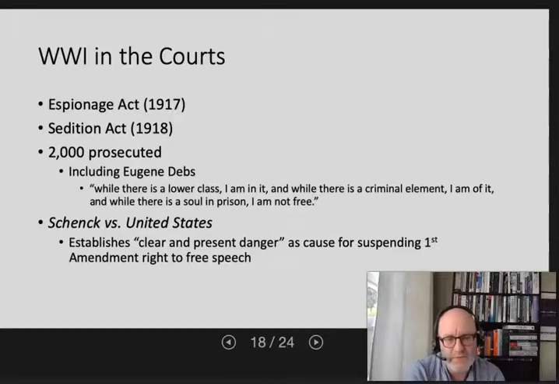Right. This clear and present danger, we don't need to get into the arcana of Supreme Court precedent, but clear and present danger has been supplanted by imminent lawless action, which is the phrase that we have now, and that's based on a Supreme Court decision from the 1960s. I'll get into that later.